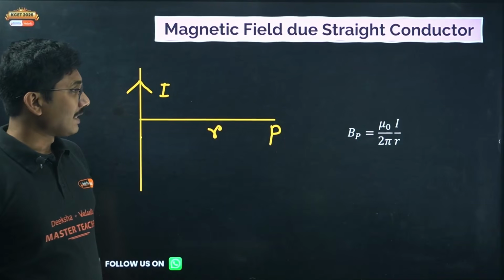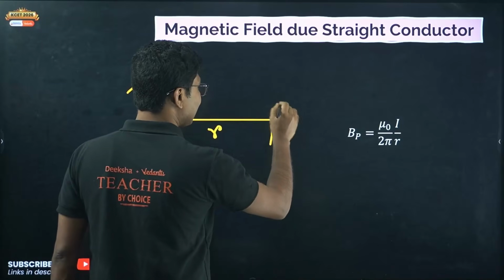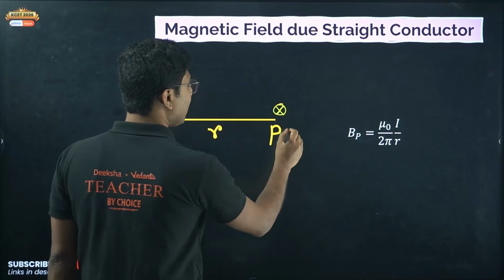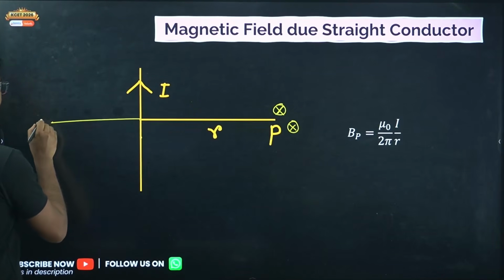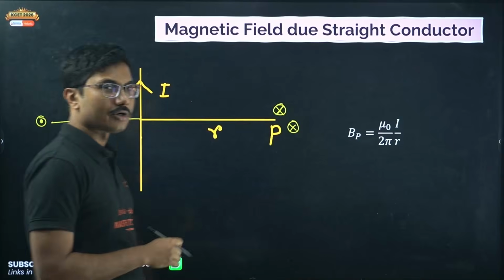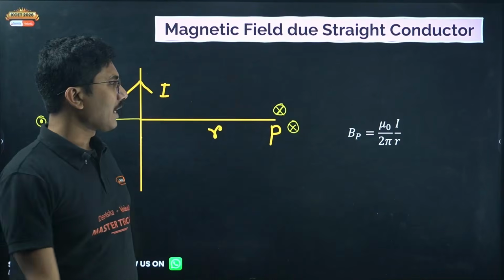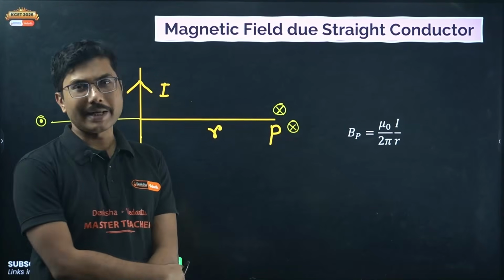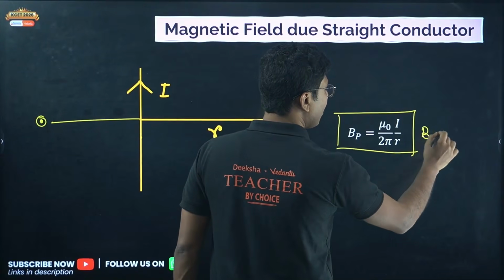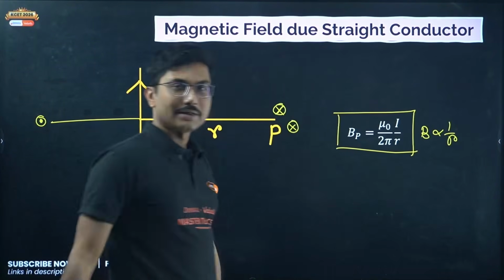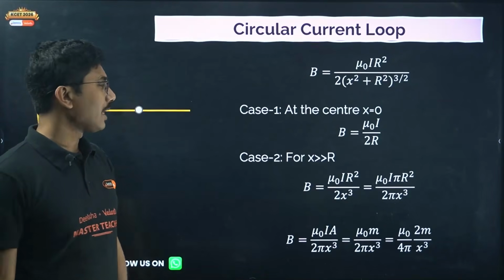Now, the magnetic field due to a straight conductor carrying current is given by this formula, and it is into the page of the paper. Into the page is given by a cross symbol. If you find the magnetic field on this side, it will be out of the page, given by a dot symbol. Dot means out of the page and cross means into the page. The simple formula is mu naught I divided by 2 pi r. So for a straight current carrying wire, the magnetic field is proportional to 1 upon r. There is no r square dependence, it is proportional to 1 by r. That can also be asked.